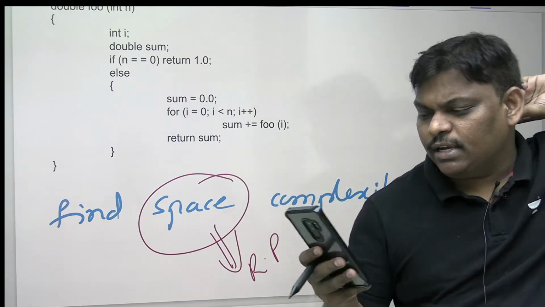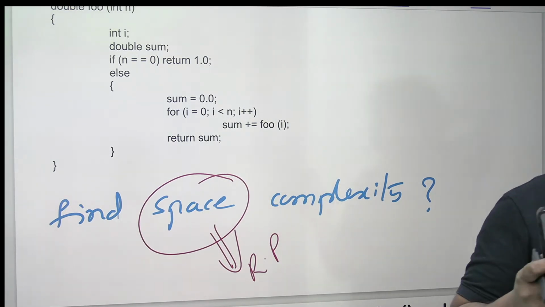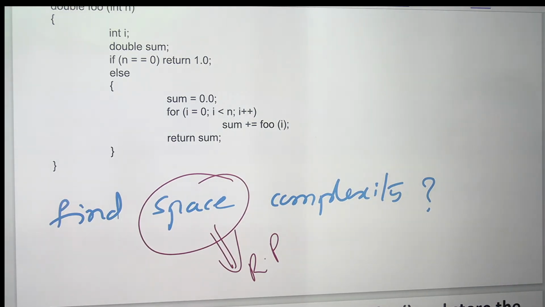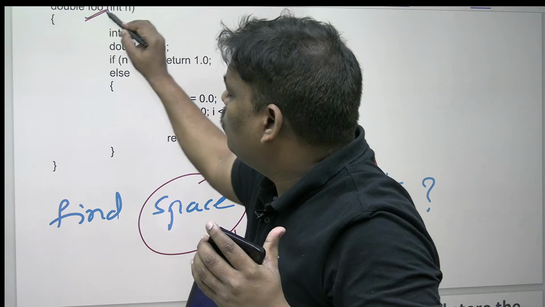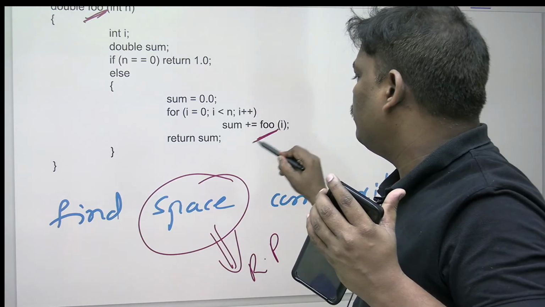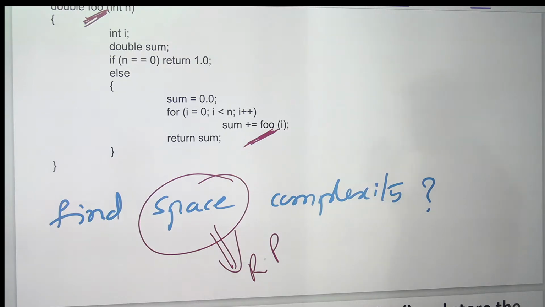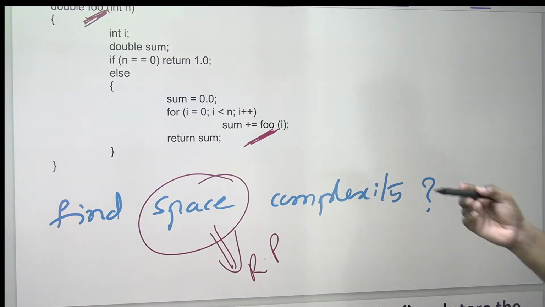If anyone can give the answer, can you try once? Space complexity means normally a recursive program. If you want, you can check. See, function foo calling foo. Foo calling foo, that is called a recursive program. Space complexity means recursive program. So I will give the answer. Let's try.